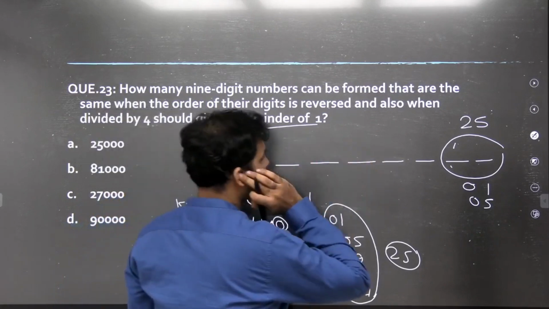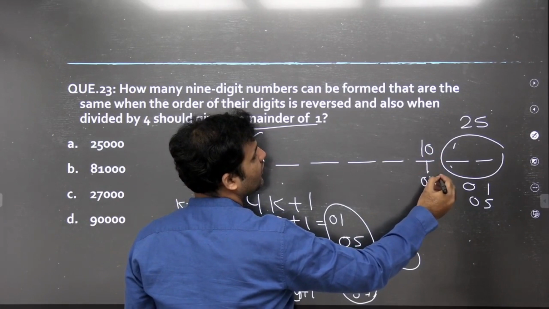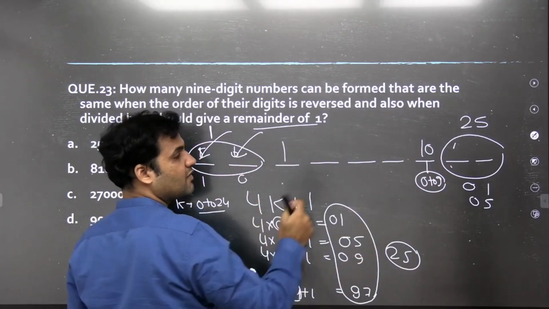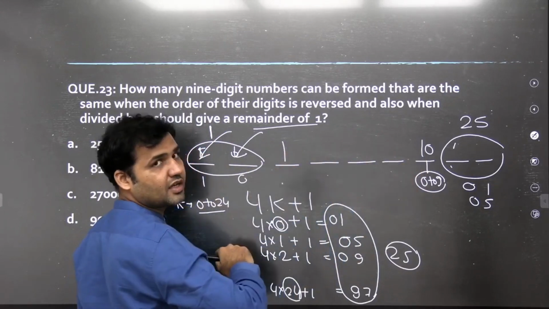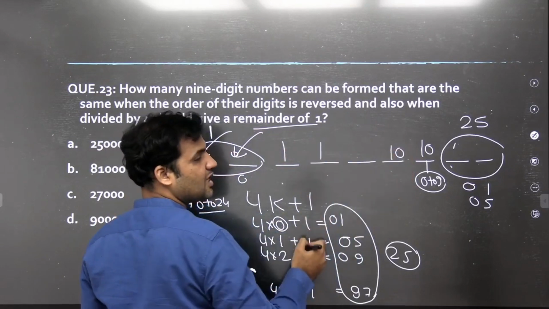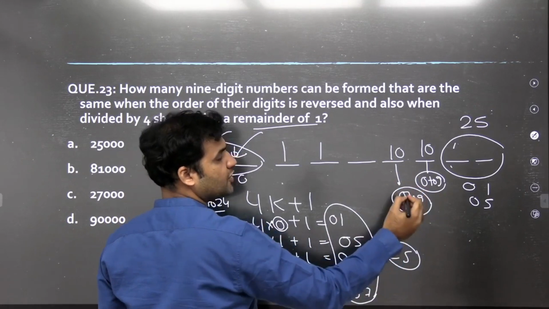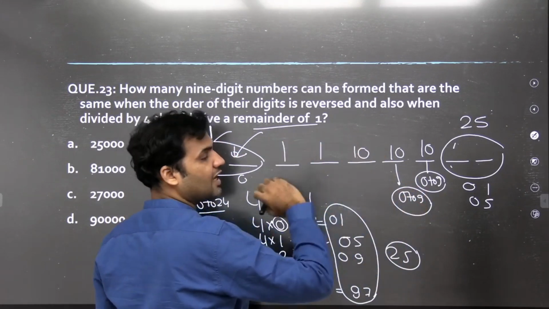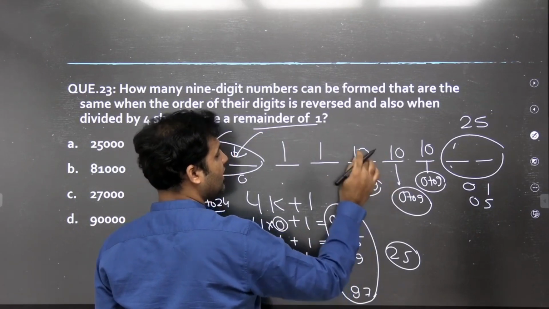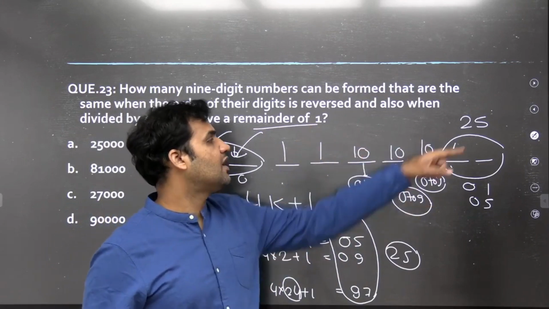Now after that, this place can be filled in 10 ways. You can place any number from 0 to 9 over here. This place can be filled in only one way because whatever number is coming over here should come over here, the condition of palindromic. Similarly, this place can be filled in 10 ways, and any number from 0 to 9 can come over here. And this place can also be filled in 10 ways. So how many numbers are you able to make which satisfy the condition of remainder of 1?